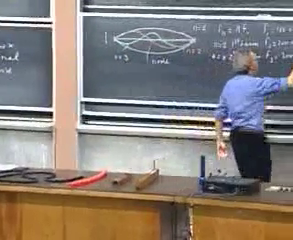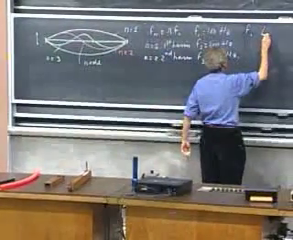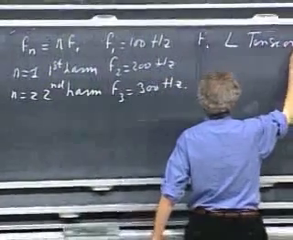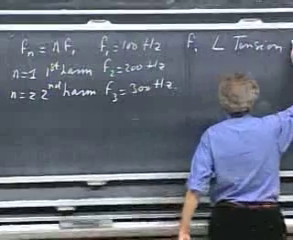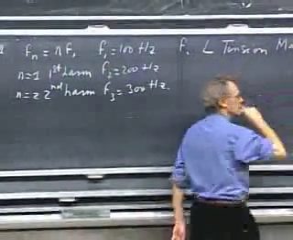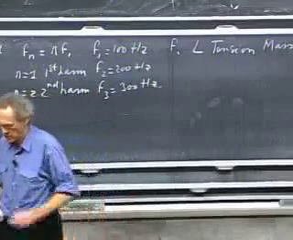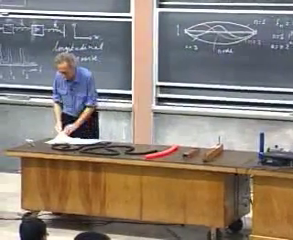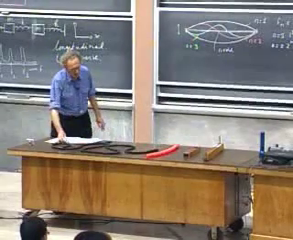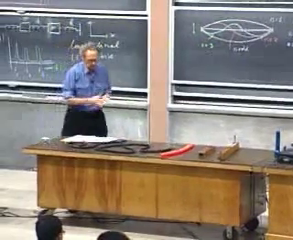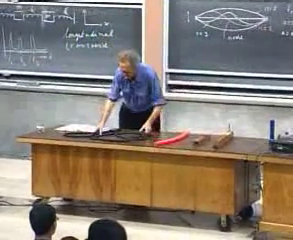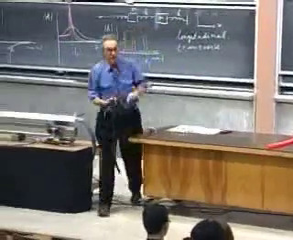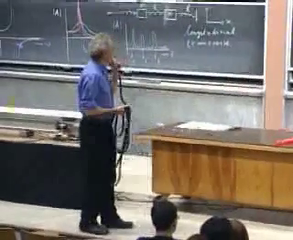F1 depends on the length of the string, on the tension. I will write tension, don't confuse this with period, and it depends on the mass of the string. Without going into the detail of how the dependence is, these are the parameters that determine the first harmonic. I have here a very special violin string, or piano string, whatever you want to call this, and we can generate these resonance frequencies by searching for them.